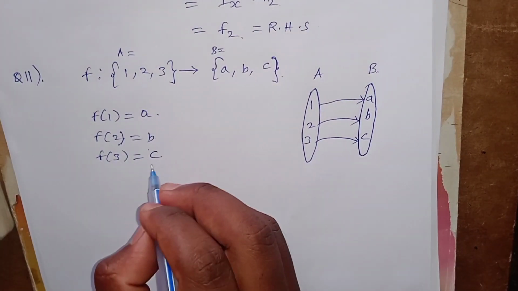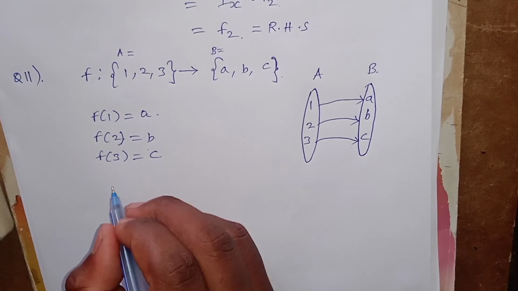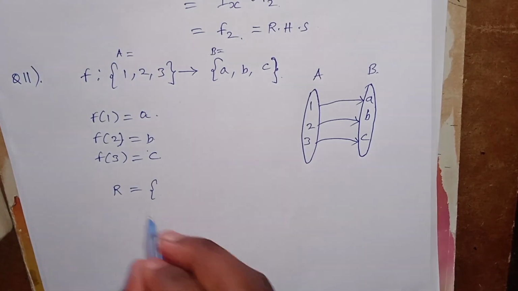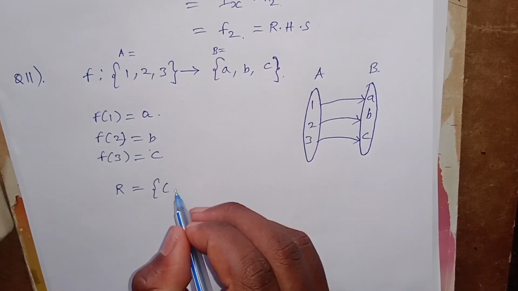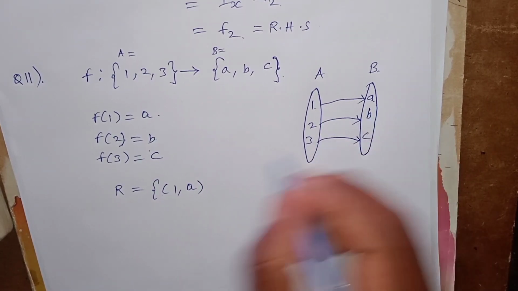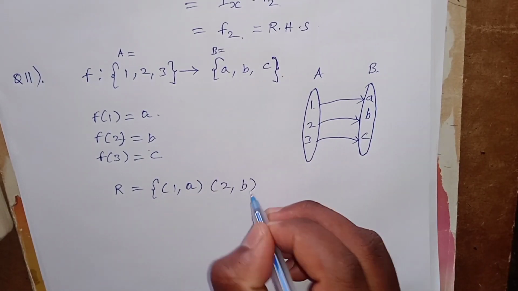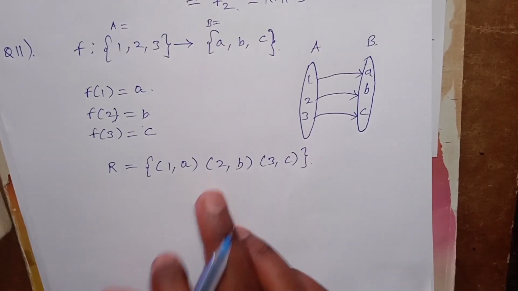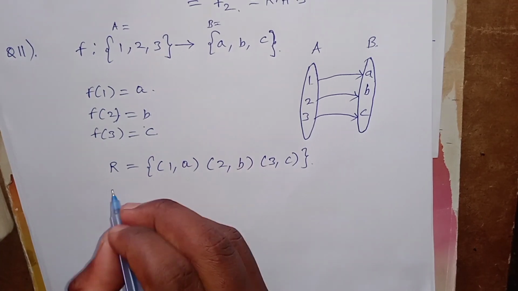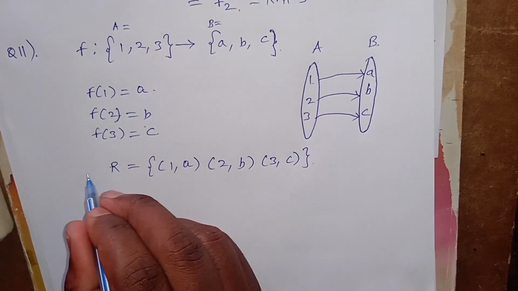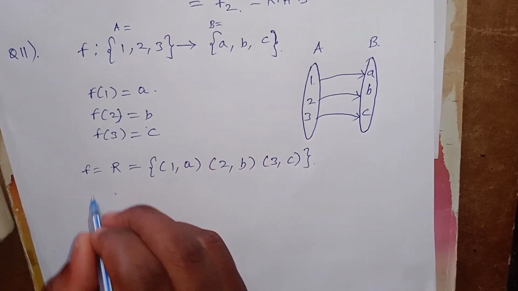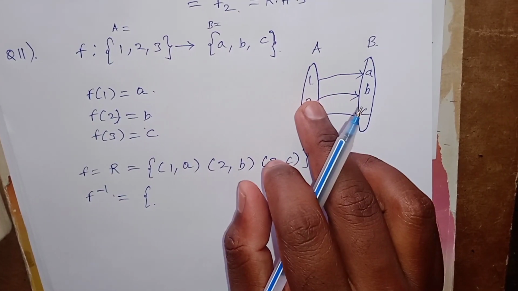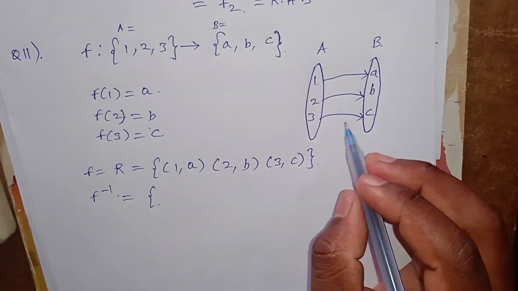Now you have to find the ordered pairs. For my given function, R is equal to (1, a), (2, b), (3, c). This is my set of ordered pairs. Now I have to find the inverse for my given function. For the inverse, you have to check one-one and onto, then we can find the inverse.